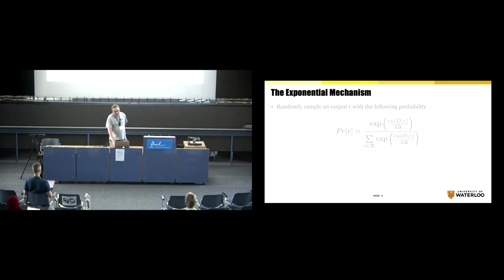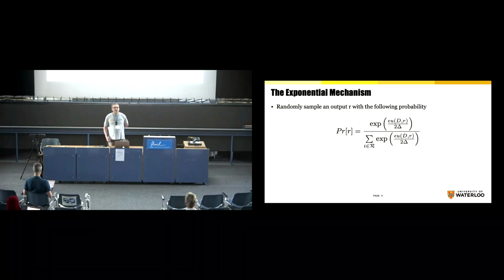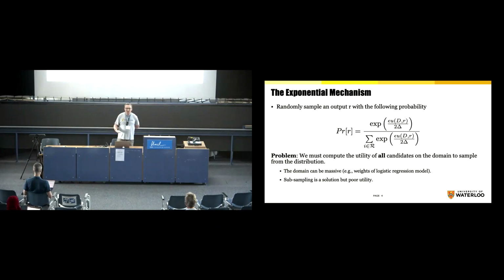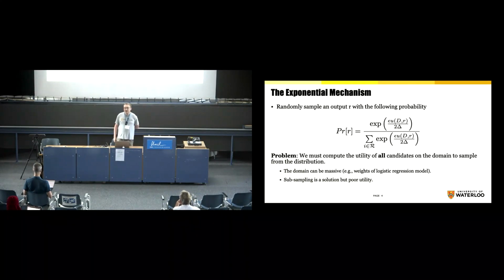So the most common way to do this is using the exponential mechanism. What this does is you basically sample your candidate following the formula I have here. It's based on utility, epsilon, and sensitivity. But the problem with this is that you have to compute this bottom sum, which is over the whole domain. This can be quite expensive, especially when the domain is huge. Like think of all the different possible logistic regression models.